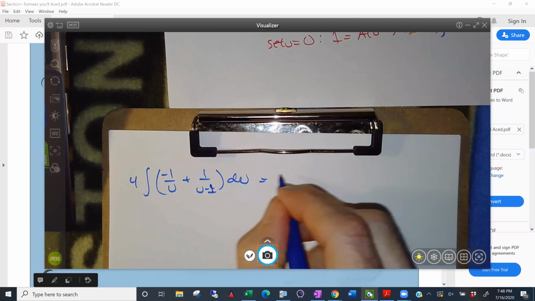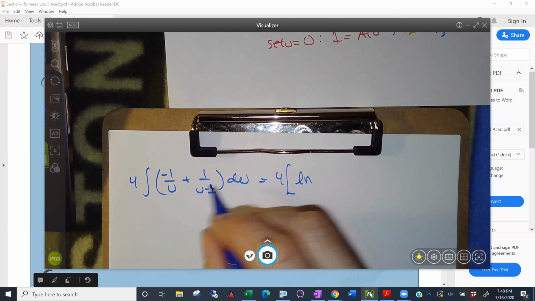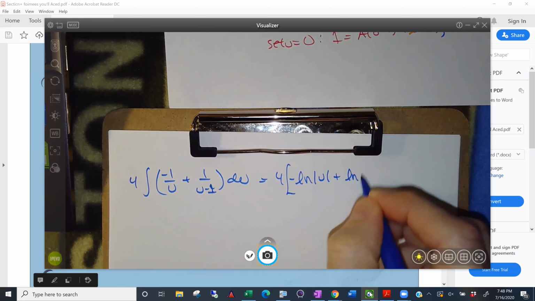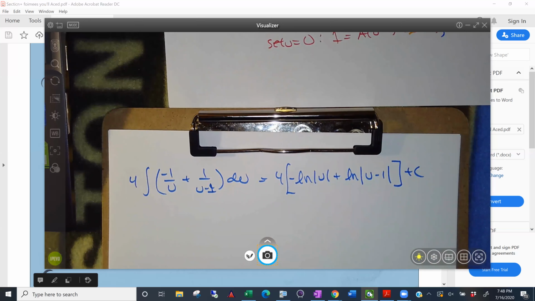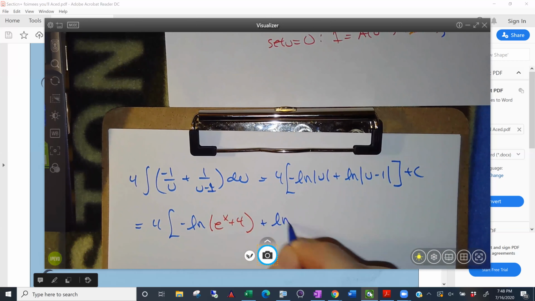Both of these integrate pretty easily. That's 4 times natural log of, let's see, negative will come out in front. Natural log of u plus natural log of u minus 1 plus your constant. And way back at the beginning of this, we could substitute in for u. u was e to the x plus 4. So it would be e to the x plus 4 plus e to the x plus 4 minus 1.